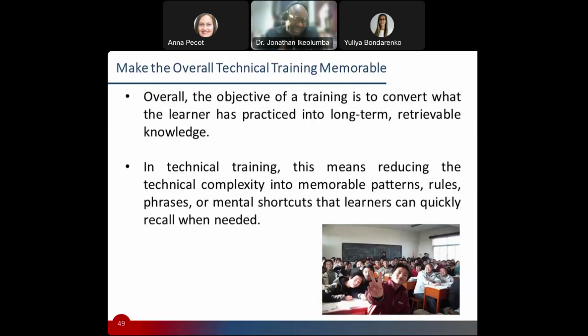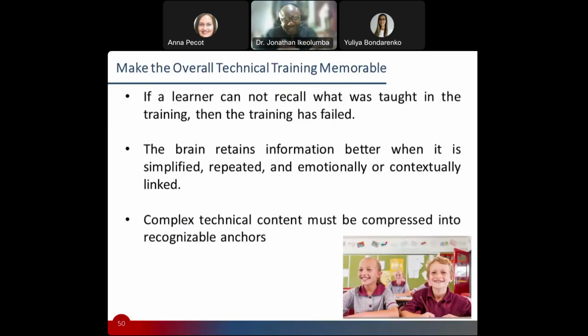And that's where you're now thinking about, how do I make sure that the long-term memory is where all of this has moved away now from the short-term memory, right? So that's the thing to really think about. Now, what does this mean, right? And I say this because if a learner cannot recall what was taught, I think that training has failed.